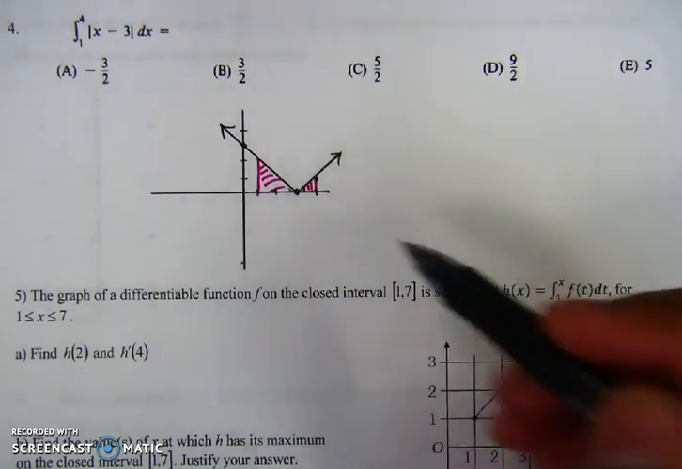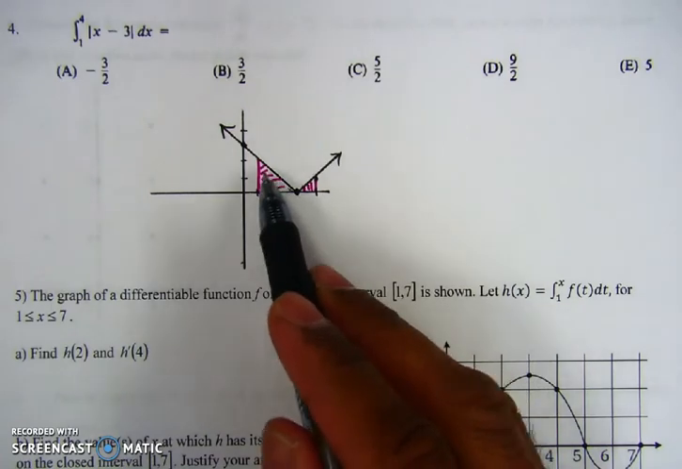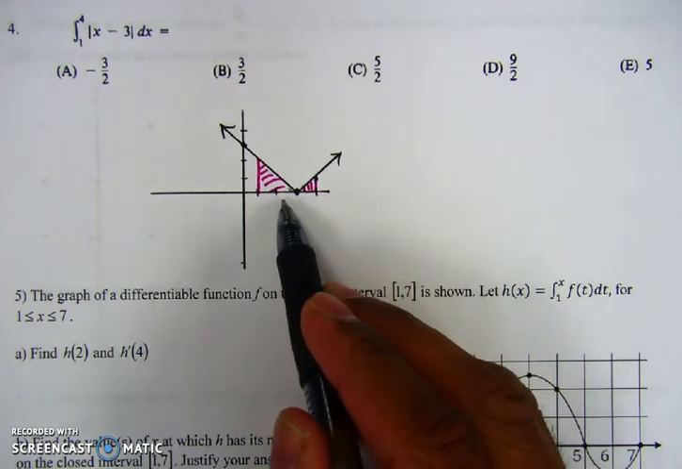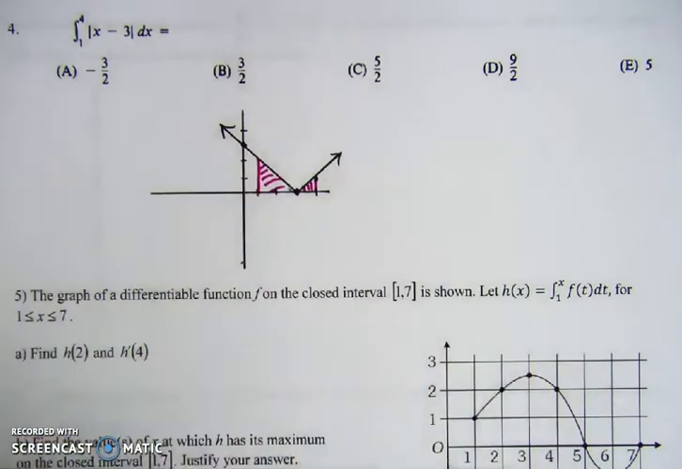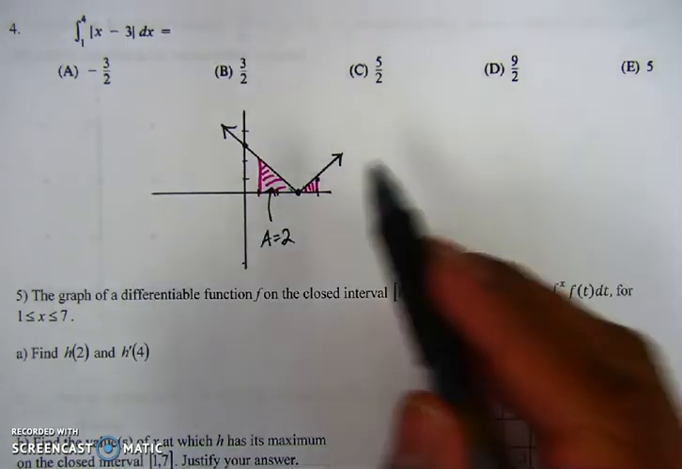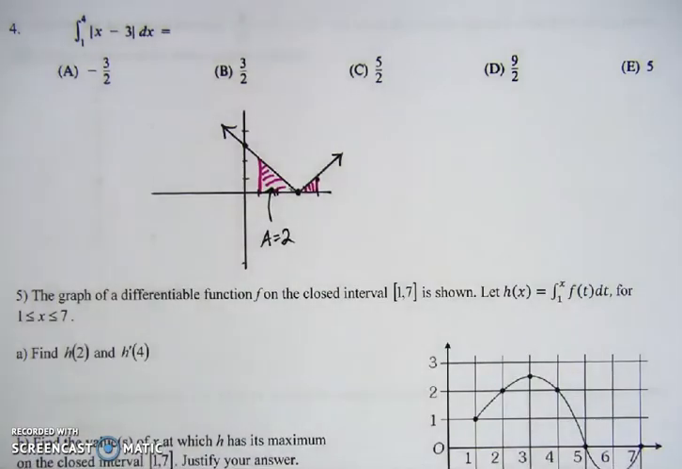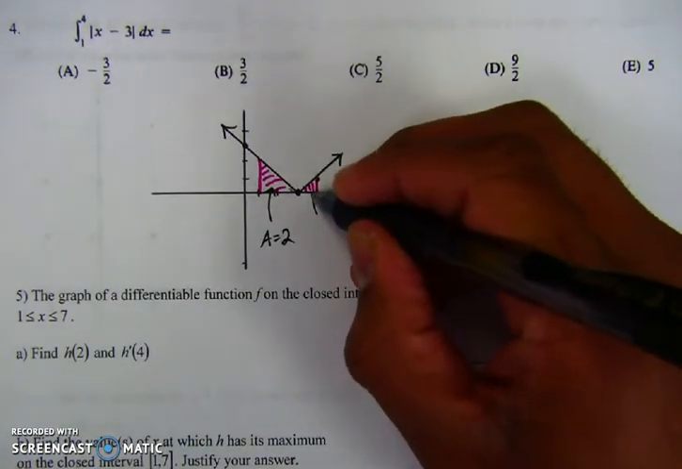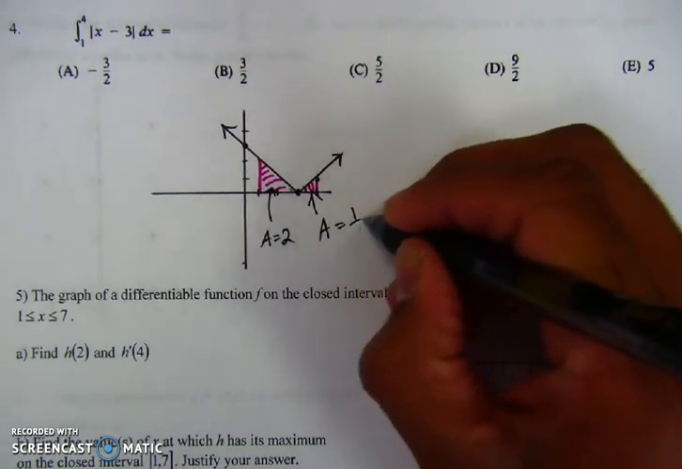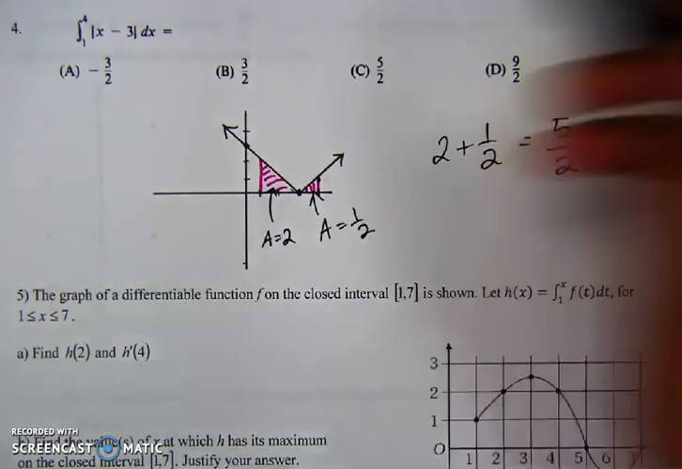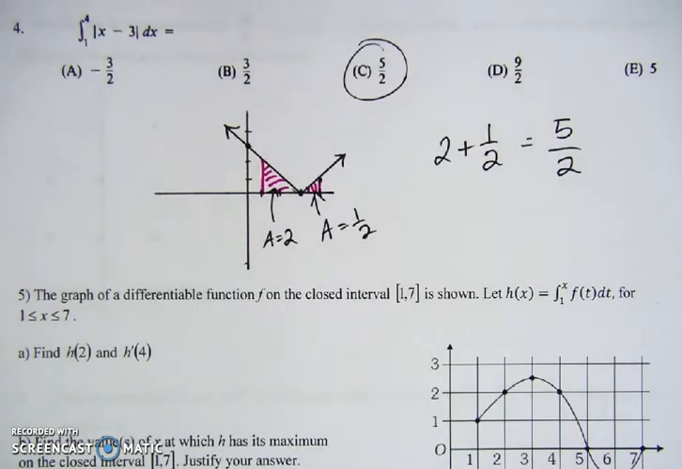So we have two triangles: base times height divided by 2 for this triangle, plus base times height divided by 2 for this triangle. So we have 2 times 2 divided by 2, 4 divided by 2 is just 2. And base times height divided by 2 for the second triangle is 1 times 1, so we have an area of 1/2. 2 plus 1/2 is 5 over 2. So your answer should be C, for another point.